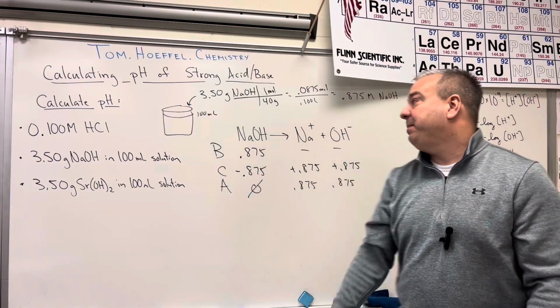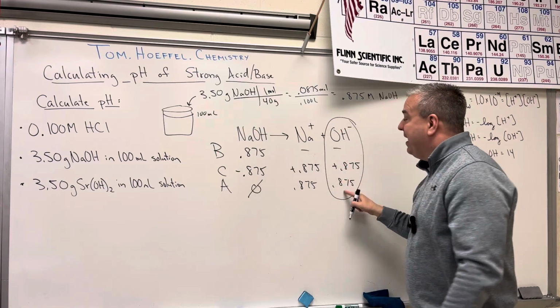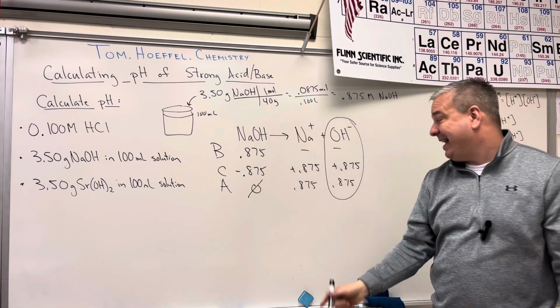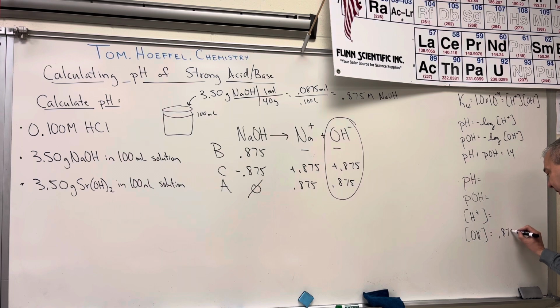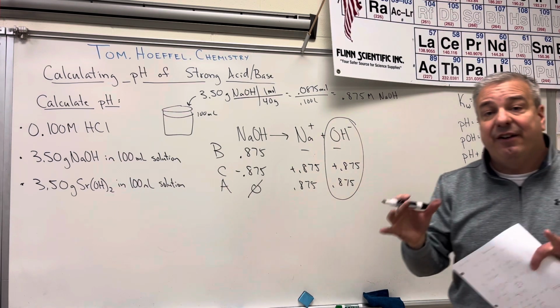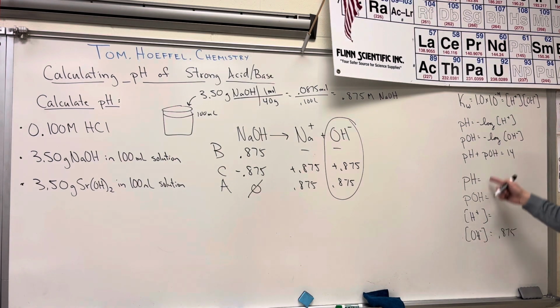And the interesting piece here, this time because it's a base, I'm ending up with the hydroxide ion concentration. So the hydroxide ion concentration is going to be 0.875. And once again, if I know one of them, then I can figure out the other 3.